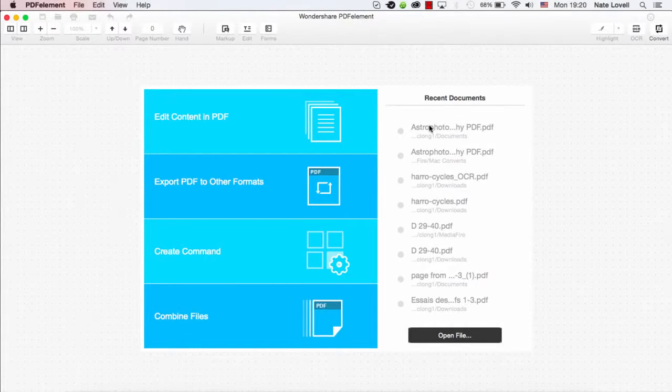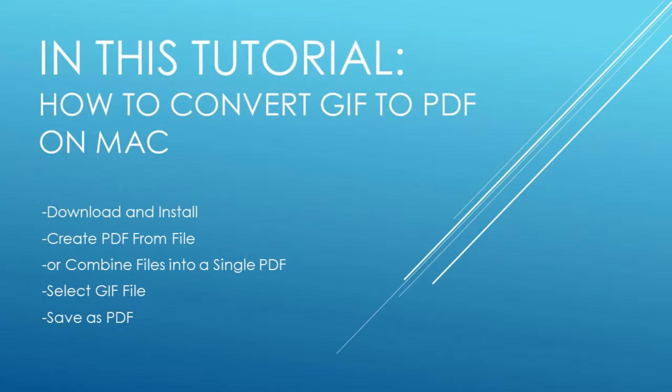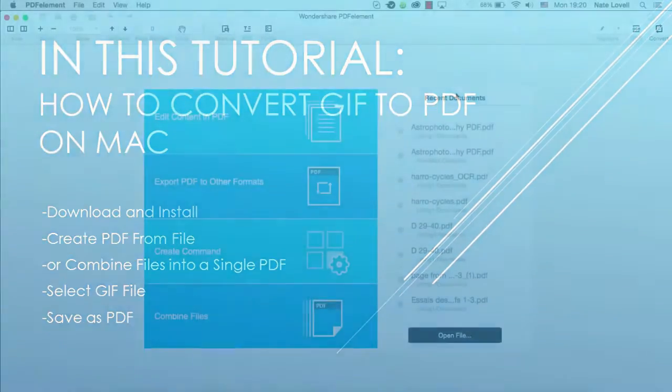Hello everyone, in this tutorial I'll be teaching you how to convert GIF files to PDF on Mac using PDFelement. This can be done in a few simple steps. Download, install, and open PDFelement. Create the PDF from file or combine files into a single PDF. Select your GIF file and save as a PDF.